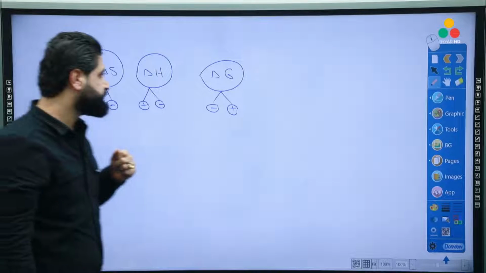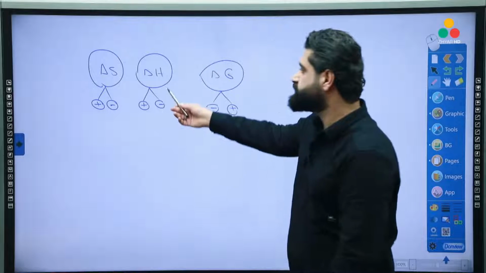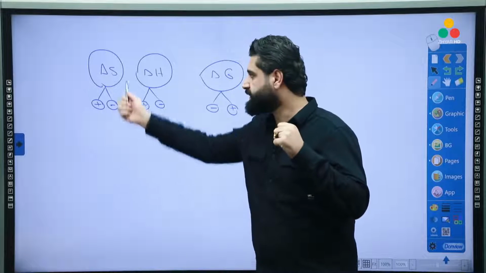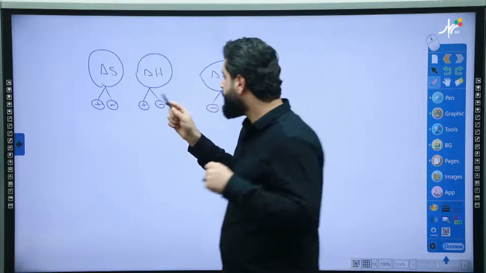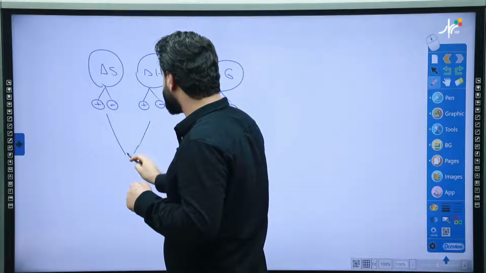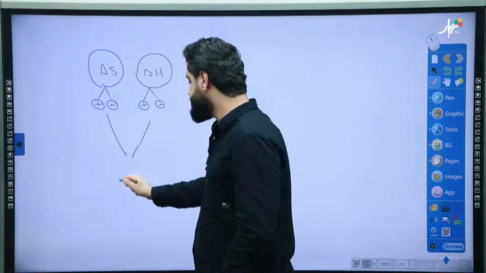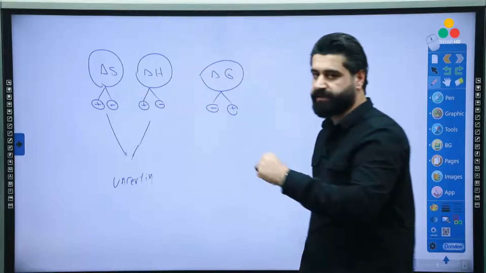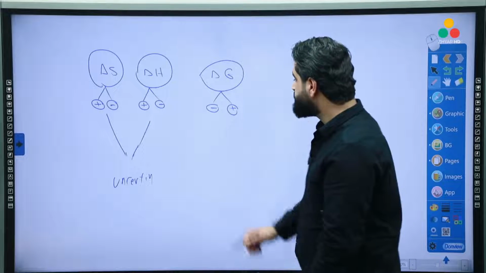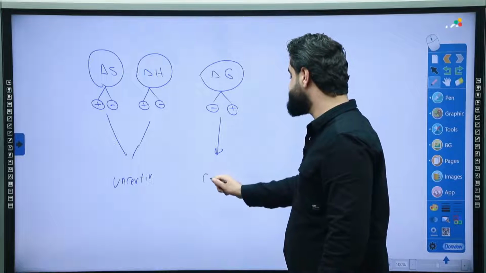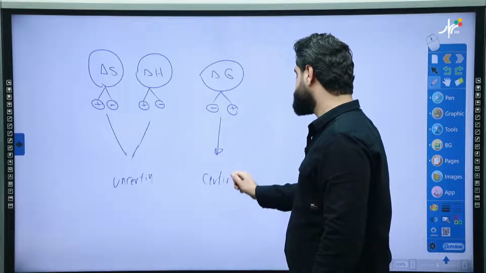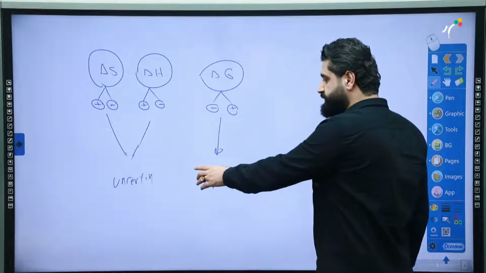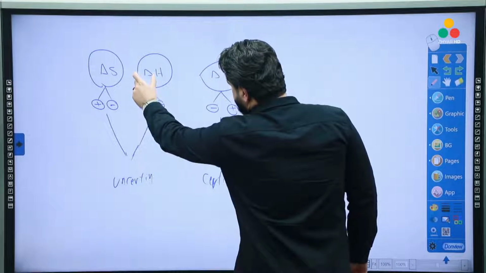So how can we predict the spontaneity of any reaction according to these factors? From now on, how many driving forces do we have? Three: delta S, delta H, and delta G. According to delta S and delta H, the decision is uncertain. But according to delta G, the decision will be certain. So be careful with these words. These are very important.